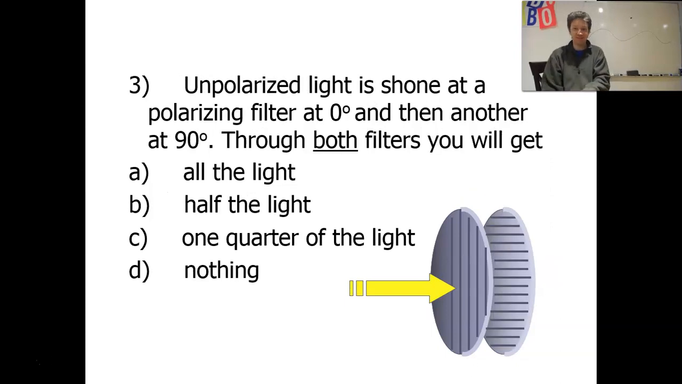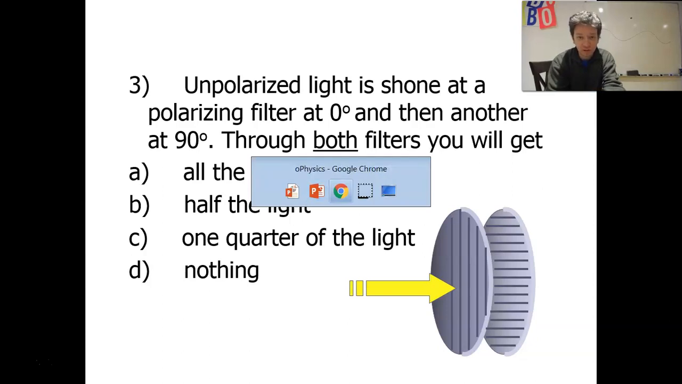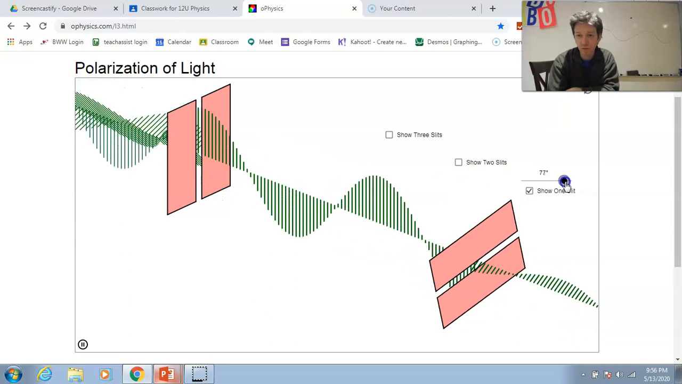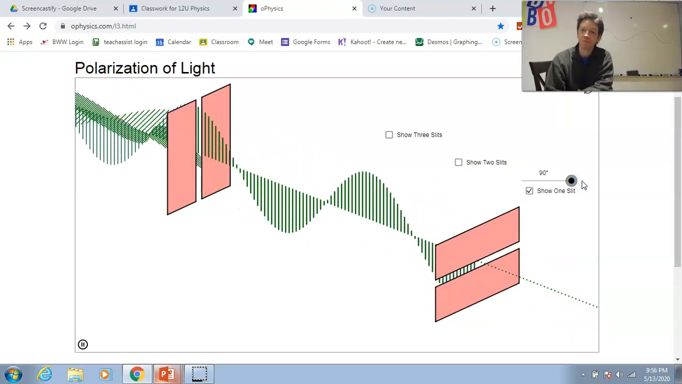All right, next question. We have unpolarized light shown at a polarizing filter at 0 degrees, and then another at 90 degrees. Through both filters, what do you get? Think about it for a second, and we'll go to the simulation and test it. How much light do you get through? Nothing. You don't get anything through.